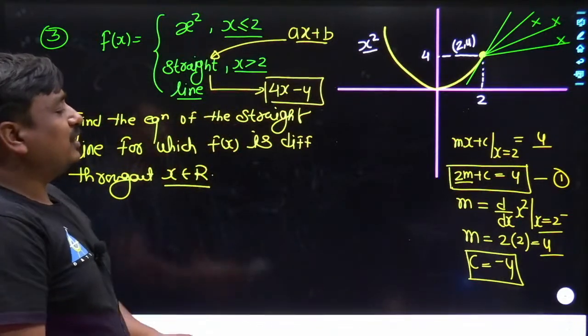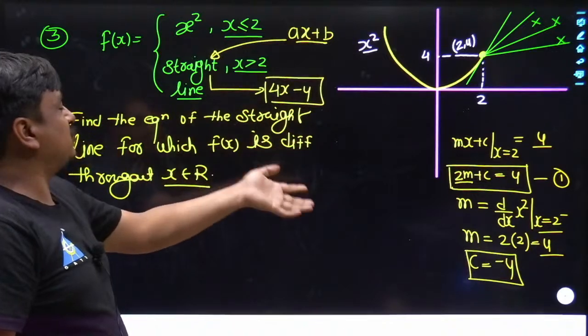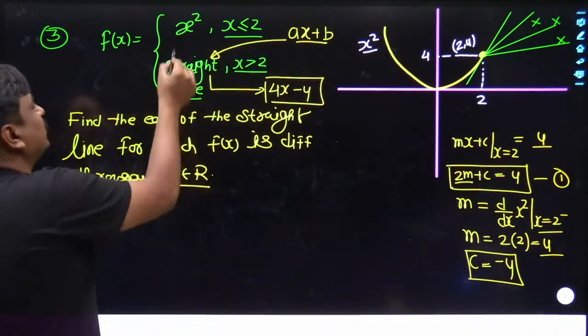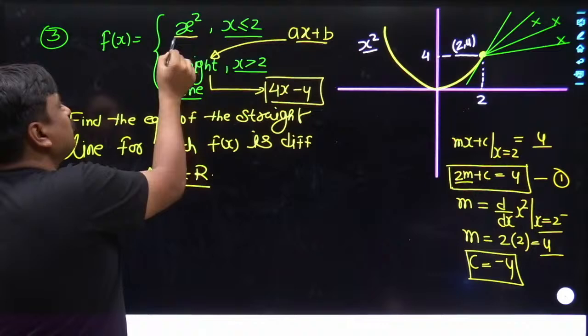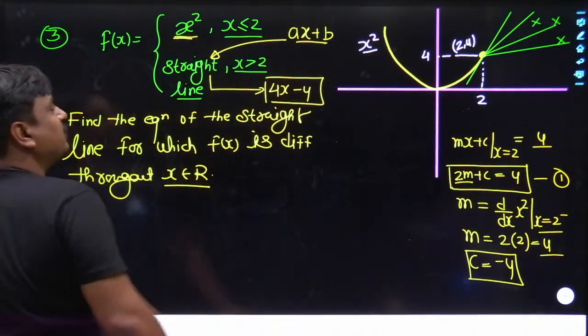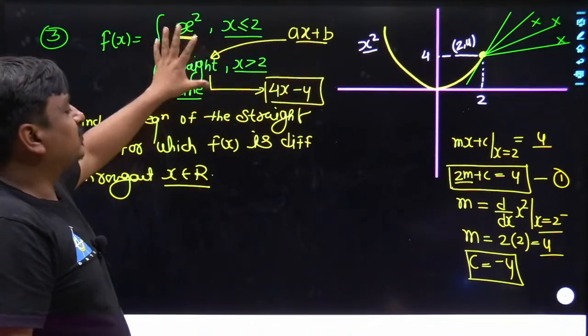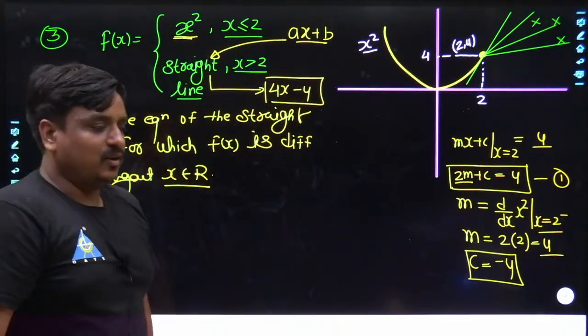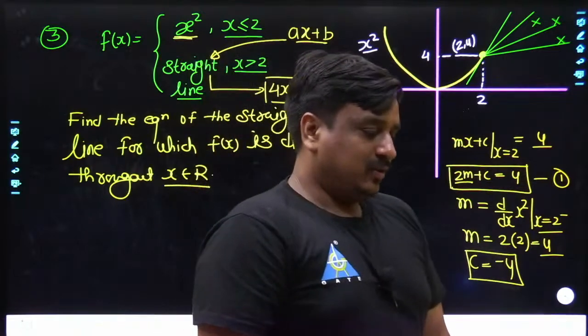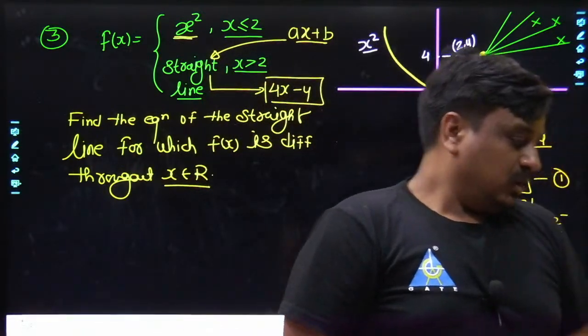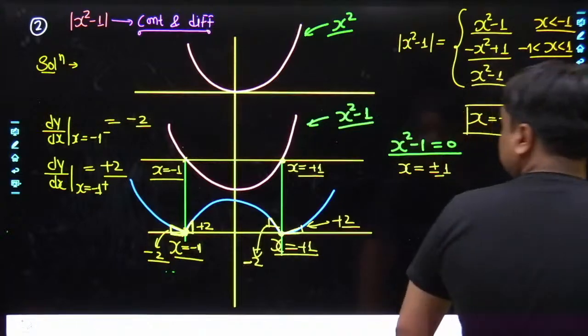Once we are done with that, definitely you would come across the first situation, and now you will take its first derivative. Its first derivative would be 2x, and its first derivative would be a. You would compare at x equals 2. If the results are the same, obviously you would be able to get the value of a as well as b, m as well as c. So till this point, probably each and everything must be clear to all of us.